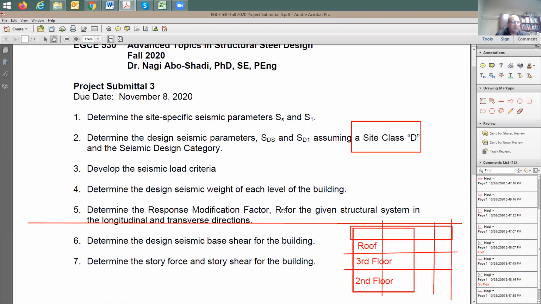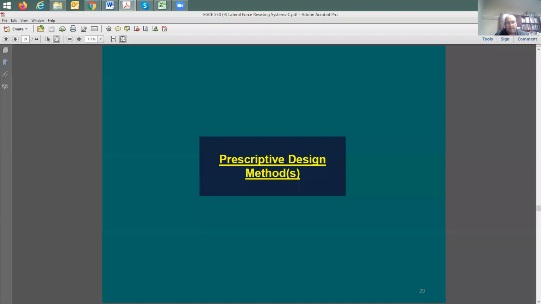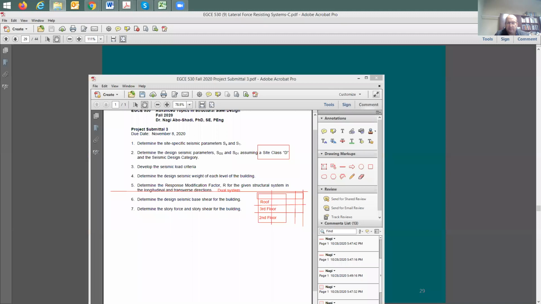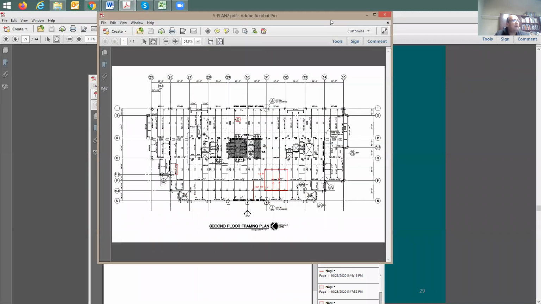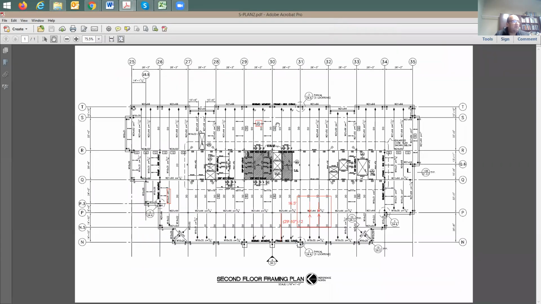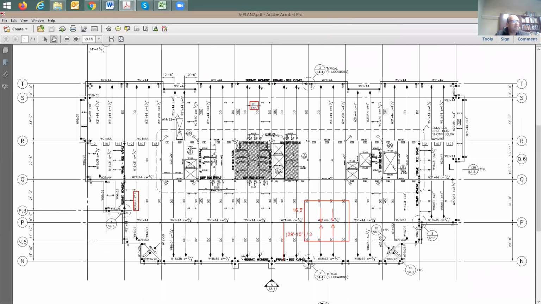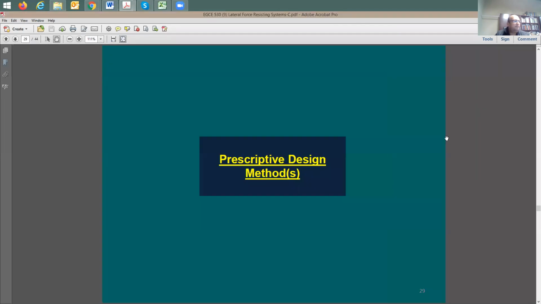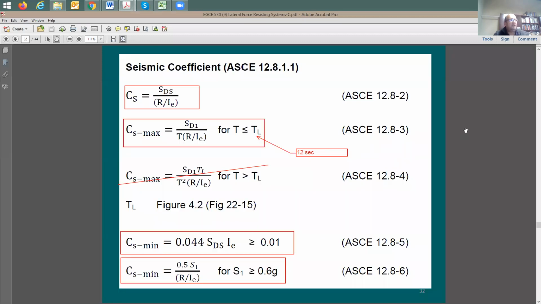Do you guys recall the R factor that we said for the dual system? Did we call this a dual system, I guess? What's the dual system? Anyone recall the dual system? In our case here, if you recall, we have moment frames and then we have brace frames. So we actually have a dual system. This is what we have discussed.